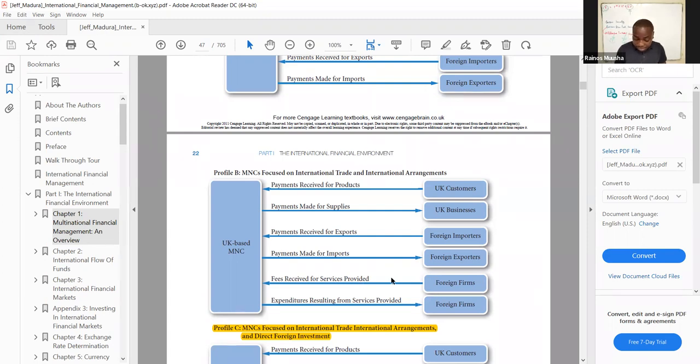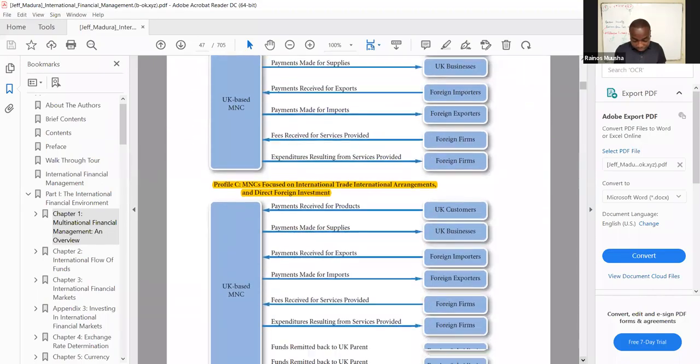And if they're providing services to foreign firms, they are going to be receiving fees. At the same time, they're also going to be seeking services from foreign firms. So apart from only importing and exporting of goods, they are now also looking at importing and exporting of goods and services.